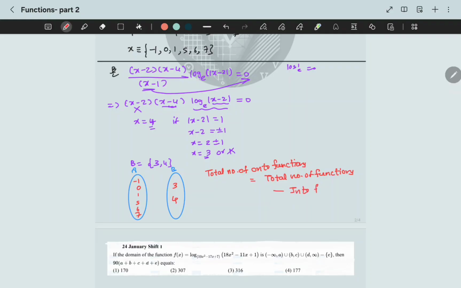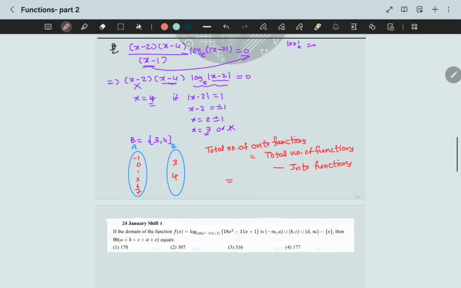into functions, okay? So what will the total number of functions be? The total number of functions is simple. Minus 1 can have 3 or 4, right? Minus 1 should definitely have an output. So minus 1 has 2 options, and then 0 also has 2 options, then 1 also has 2 options, then 5 also has 2 options, 6 also has 2 options, 7 also has 2 options. That means 2 raised to the power 6.